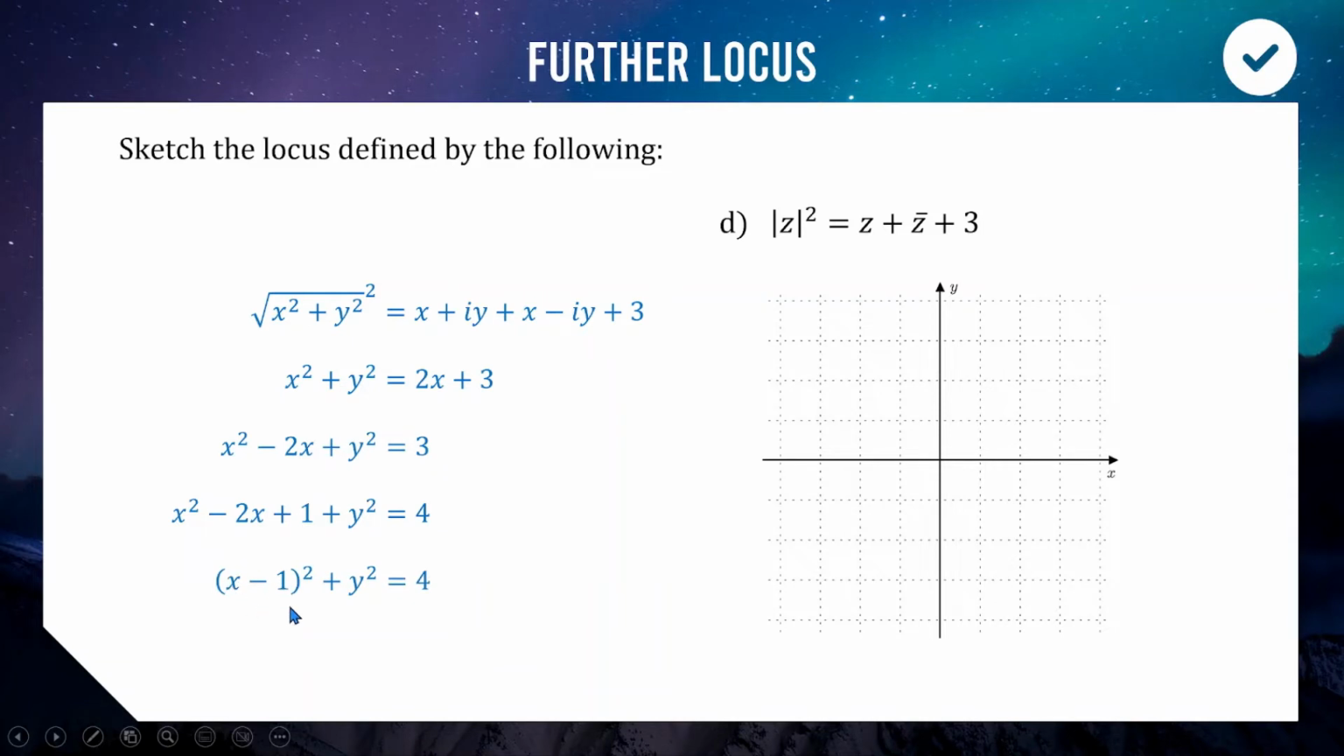And now suddenly I can look at this and finally I can say, all right, sweet, I know what this looks like. It's a circle. The center is at 1, 0, and the radius is 2. So I can do my center at 1, 0, and I can do a circle with a radius of 2 units. And there you go. There is the locus of this equation. All right, beautiful. That was fun.